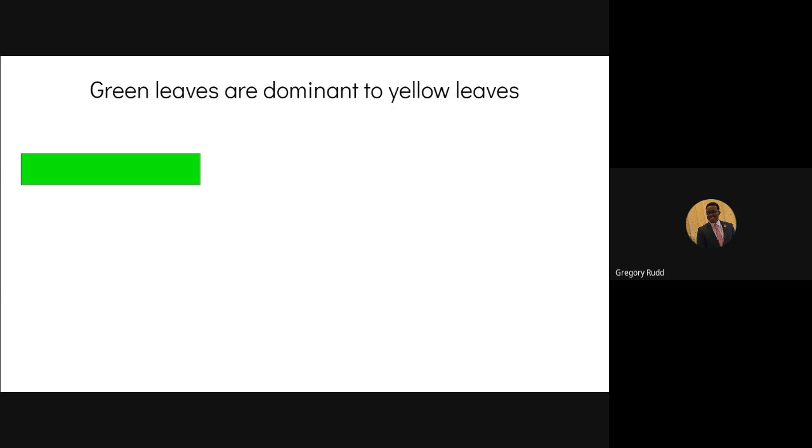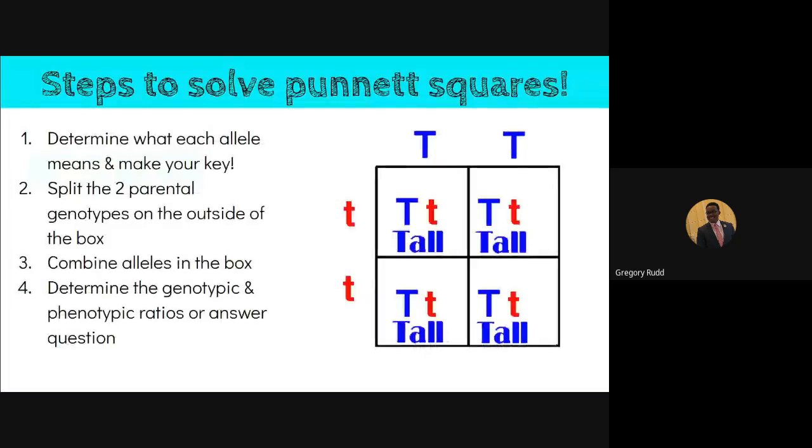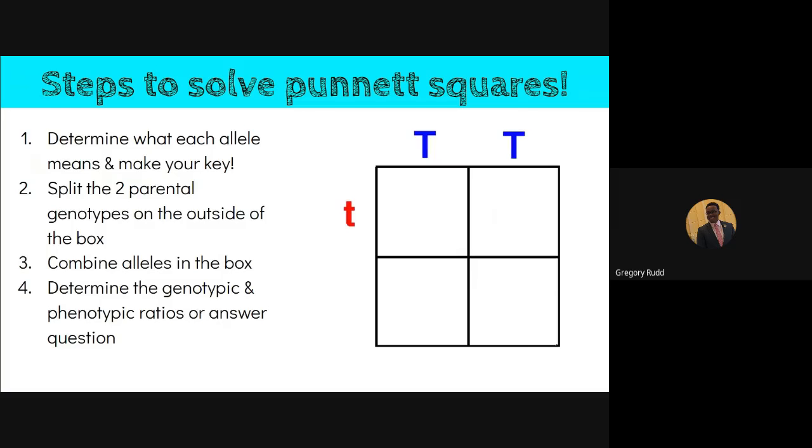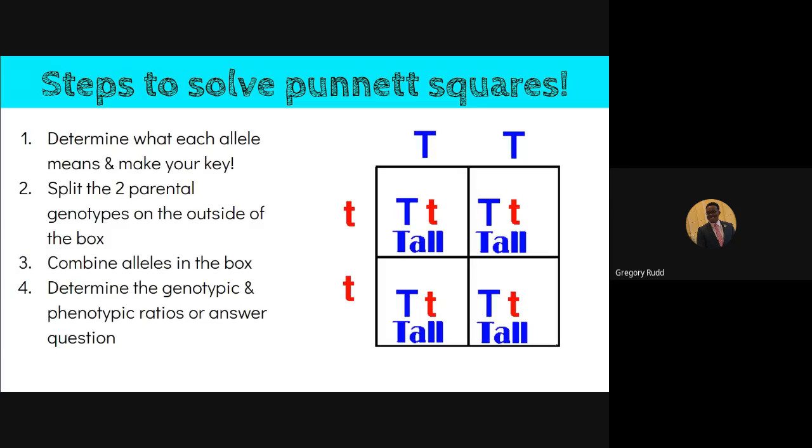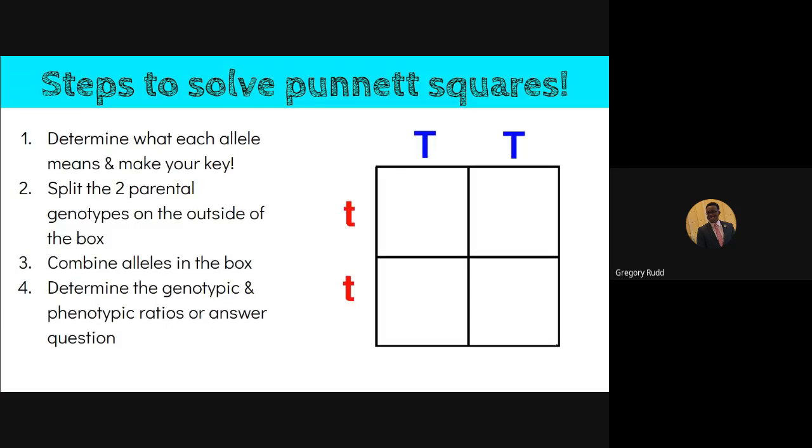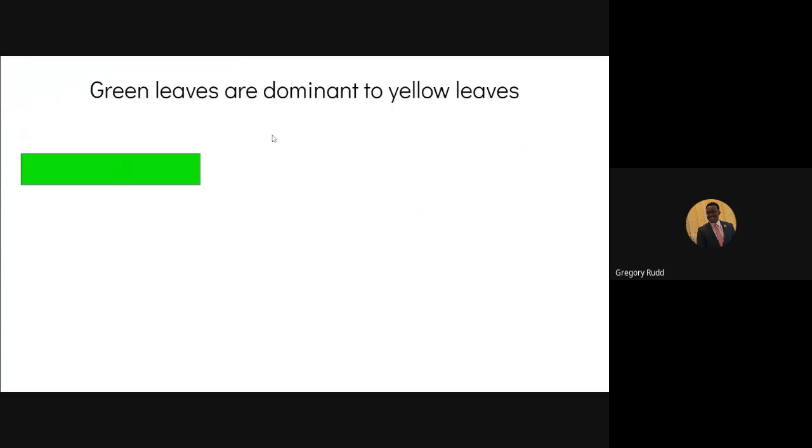Jessica says determine. Nick says determine the alleles. Okay, let's go back for a second. Determine what each allele means and make your key. So Nick and Jessica, you are basically right, but I'm looking for: we need to make a key. That's our first step.